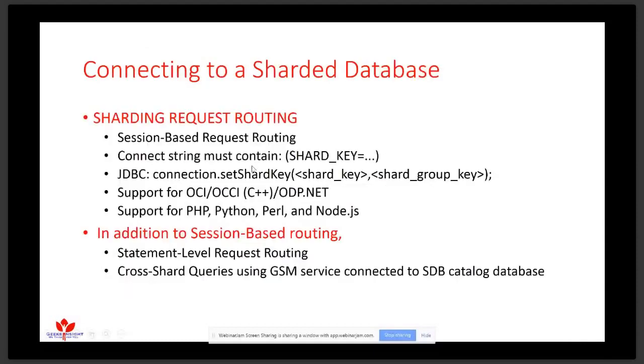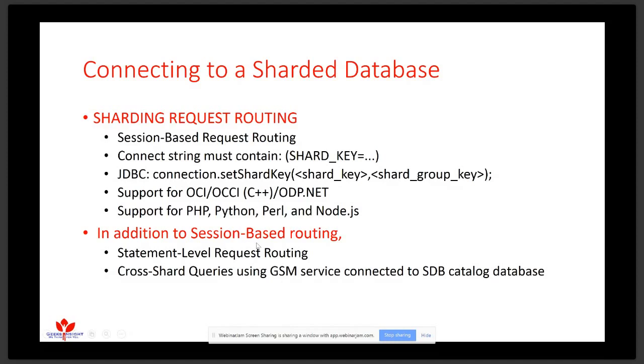How to connect to a sharded database? You can connect to a sharded database by using session-based request routing. Your connection string can contain a shard key, must actually contain a shard key, so that it can go directly to that particular shard. JDBC connections are also possible by using connection set shard key. You can also use OCI or ODP.NET, and it supports PHP, Python, Node.js, and it has very rich features for API calls and methods also.